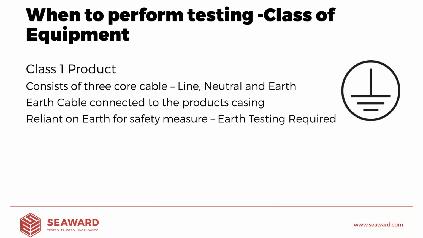So when should we be performing the testing? Let's have a look at the class of equipment. The first one we're going to talk about is the class 1 product. Now, a class 1 product typically consists of 3-core cable, unless it's 3-phase, but typically we have our line conductor, we have our neutral, and we have an earth cable. The earth cable is always connected to the product's casing, and that's reliant on the earth for a safety measure. So in a class 1 product, we're relying on the earth as that secondary measure of safety. So any class 1 product, we should always be performing an earth test.